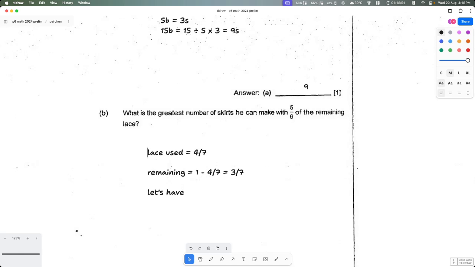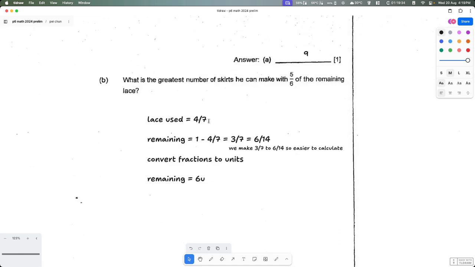I'm just gonna make this 3 out of 7 equal to 6 out of 14. So I'm gonna write a little note. We make 3/7 to 6/14, so it's easier to calculate. Okay, so I'm gonna make this a little bit small. So that means convert fractions to units. So remaining is equal to 6 units. All right. And so 4/7 is equal to 8/14. Okay, so lace used is equal to 8 units. And then we have total, which is equal to 14 units. Okay, pretty straightforward. Nothing new.